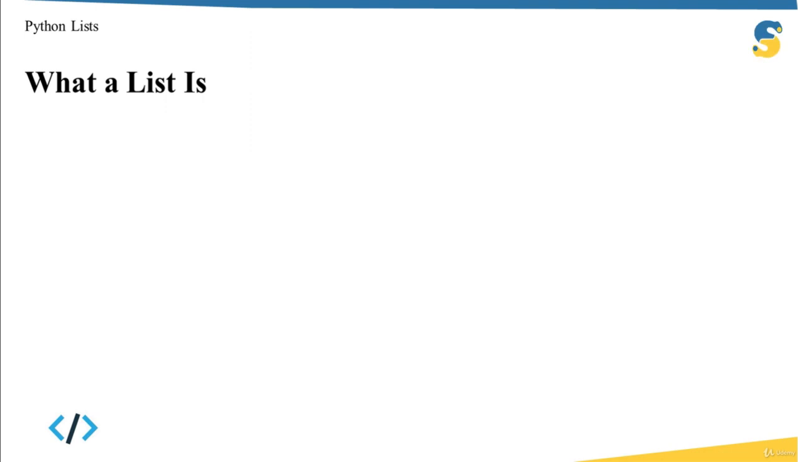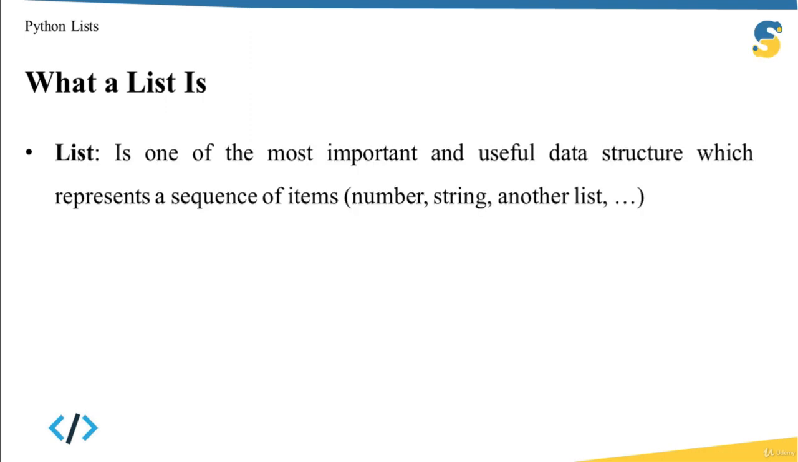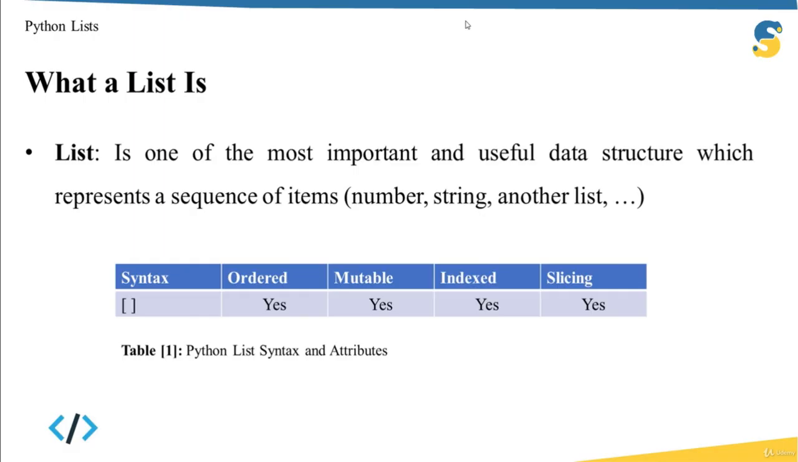First, let's define what a list is. A list is one of the most important and useful data structures, which represents a sequence of items. And these items could be numbers, strings, another list, or any other object supported in Python. To understand the Python list better, let's first see its attributes. First of all, the syntax. In order to create a list, we have to use square brackets.